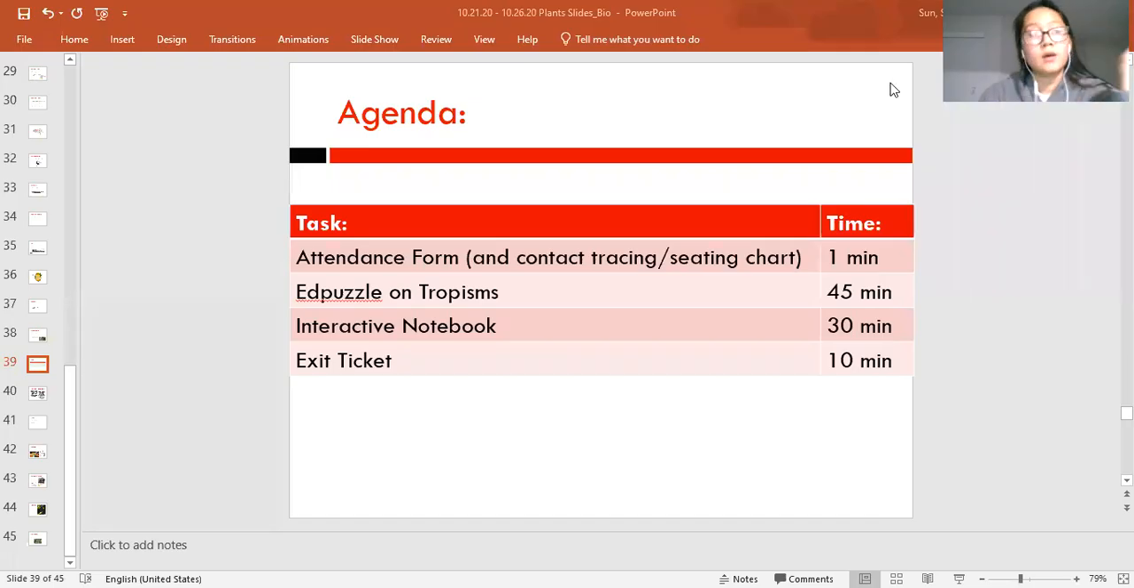All right, so the last topic we're going to go over before your upcoming test is tropisms. So on the agenda, the first thing you need to do is your attendance form and your contact tracing if you are in person. Then you're going to do this Edpuzzle on tropisms. You're going to complete your interactive notebook and make sure you turn it in so that you can get credit and get it graded. And then lastly, there is an exit ticket on tropisms attached to the Google post.